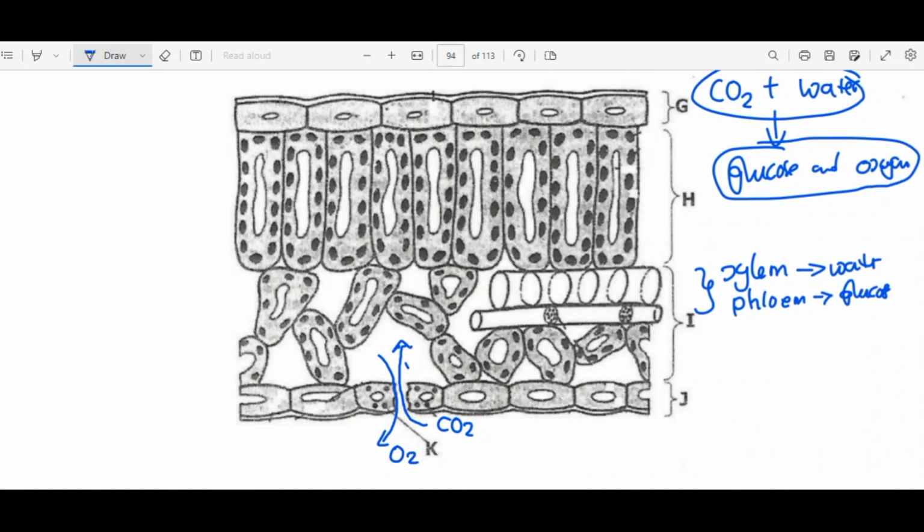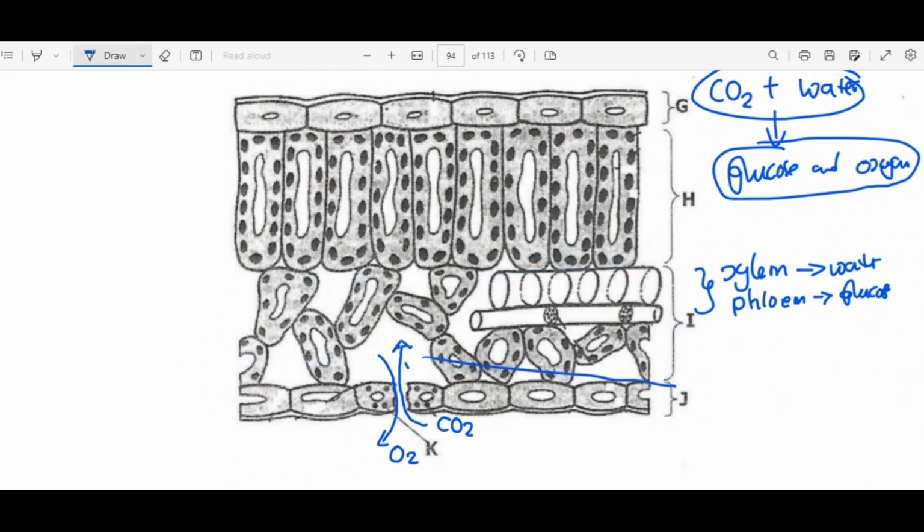Then if you look at region I, the cells are arranged in such a way that there are spaces in between cells, and these spaces are there to allow the free diffusion of gases. So for carbon dioxide to diffuse into a cell, there should be spaces, and for oxygen to diffuse out. So the spaces in region I are there for easy diffusion of gases.